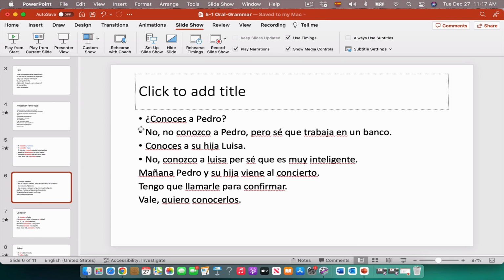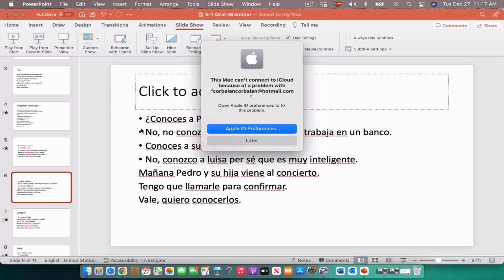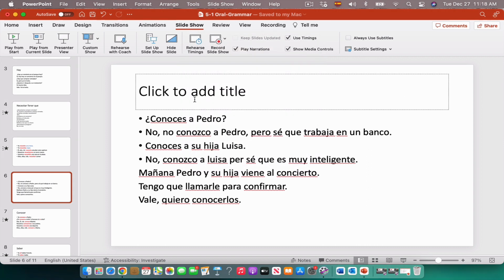Conoces means when you know someone, when you are familiar with someone, to know someone. So, conoces a Pedro. And by the way, in English you don't use this preposition, but in Spanish it has to be used because this is the direct object and it's a person. So in English you say, do you know Peter? But in Spanish it has to be conoces a Pedro, okay? Do you know Peter? The answer is no, I don't know Peter, but I know, yo sé, que trabaja en un banco, but I know that he works in a bank.